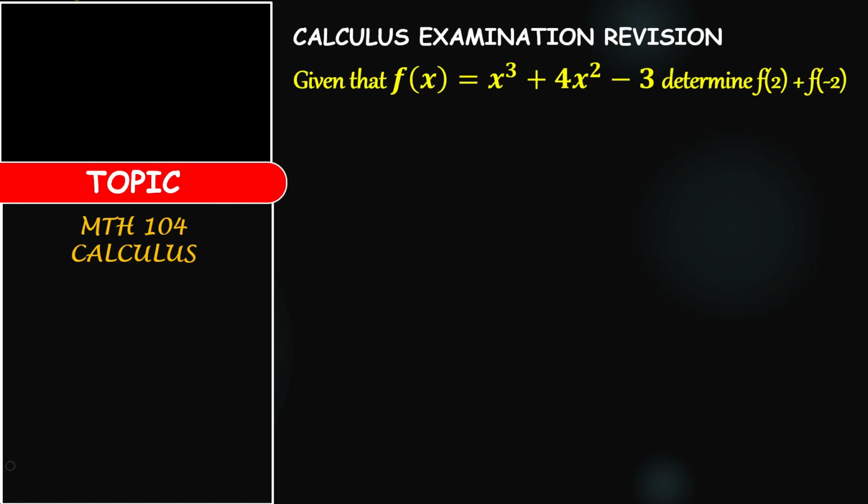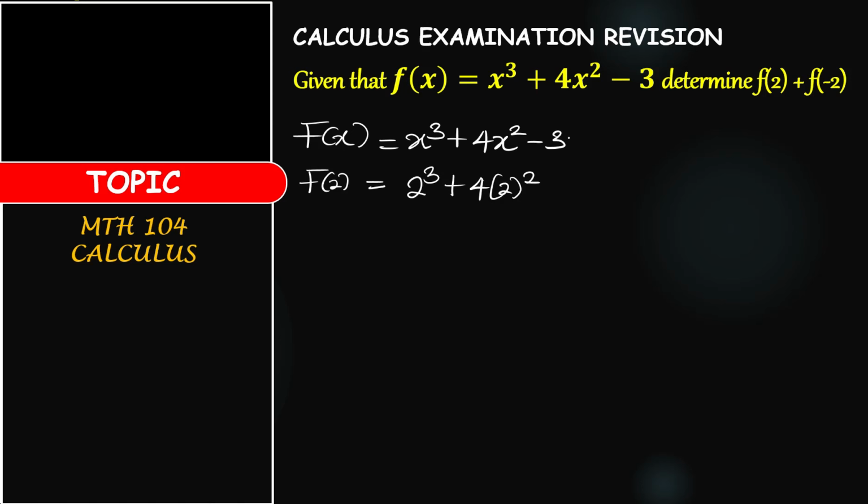Now, they gave you f of x as this. So our f of x is given as x raised to the power of 3 plus 4x squared minus 3. So what do you think will be our f of 2? It means wherever you see x in this expression, put 2. So f of 2 will be 2 raised to the power of 3 plus 4 bracket 2 square minus 3.